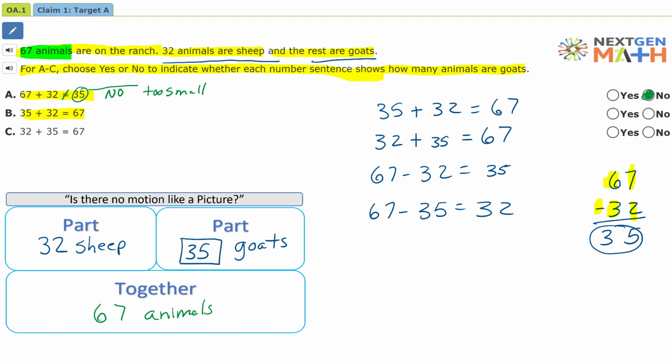B, we can look at B. 35 plus 32 equals 67. That's what we have right here. This is true. This is a yes. So that's correct. So we're going to mark that yes. Now on C, 32 plus 35 equals 67. That's also true. That's a yes because of the commutative property from the previous problem. So that's a yes. So that's our answer.